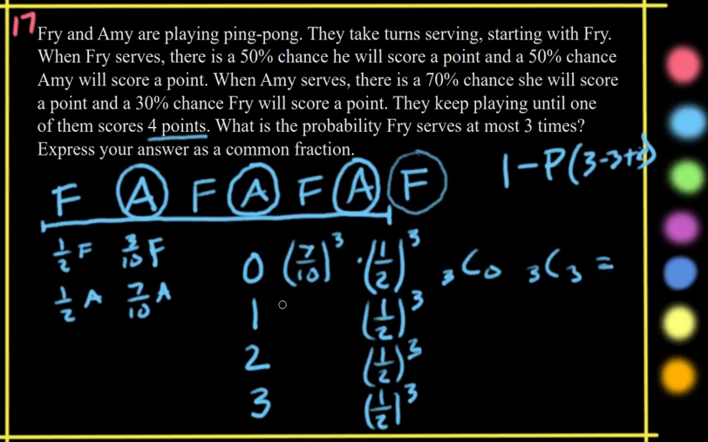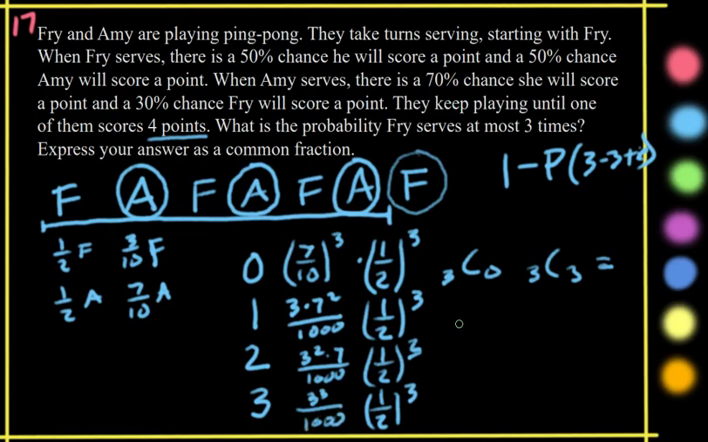For Amy's serves, if Fry wins 1 of them, that's going to be 3/10 times 49 hundredths. I'm just going to write it over 10 to the 3rd. So I'm going to say 3 times 7 squared over 10 cubed, right? Or over 1,000, I guess. I'll just write 1,000. And then for the case where Fry wins twice, it's going to be 3 squared times 7 over 1,000. And then the case where Fry wins 3 times on Amy's serve, it's going to be 3 cubed over 1,000.